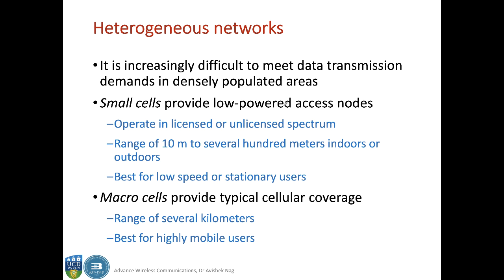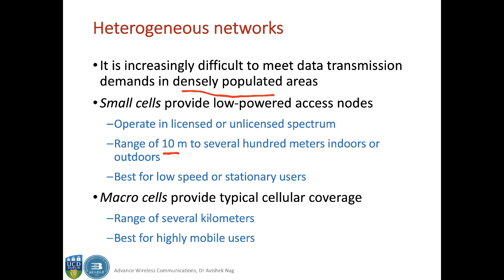Then you can have heterogeneous networks. It is becoming increasingly difficult to meet data transmission demands in densely populated areas. So the concept of small cells is introduced to provide low power access nodes. These small cells operate in licensed or unlicensed spectrums, and the range of these small cells is 10 meters to several hundred meters, indoors or outdoors, and they are best for low speed or stationary users.